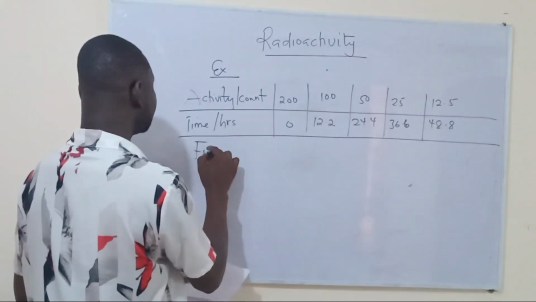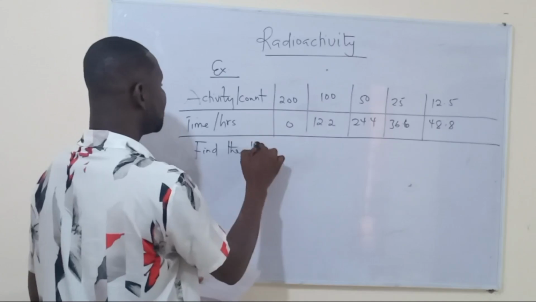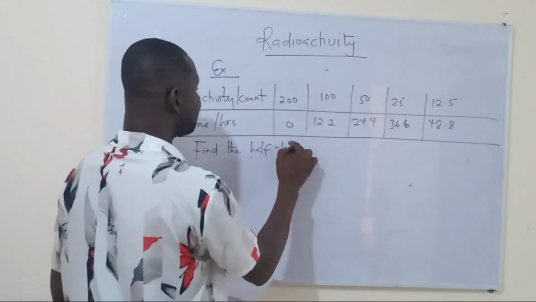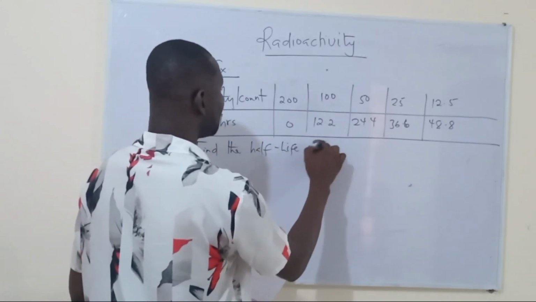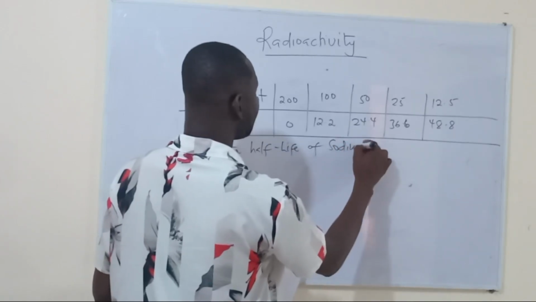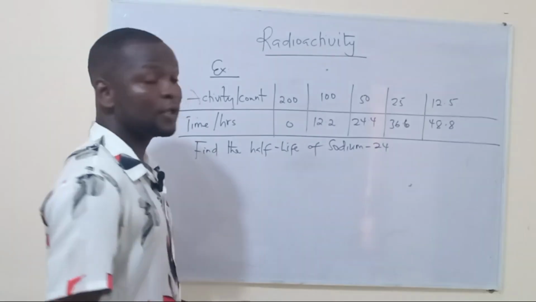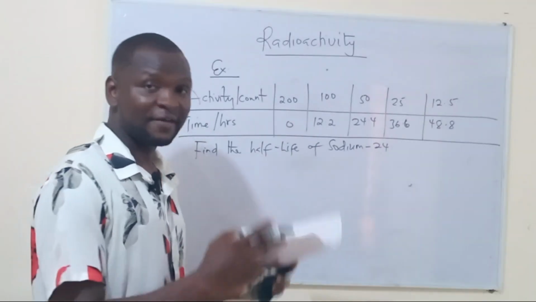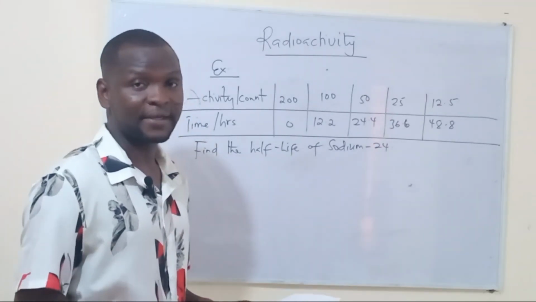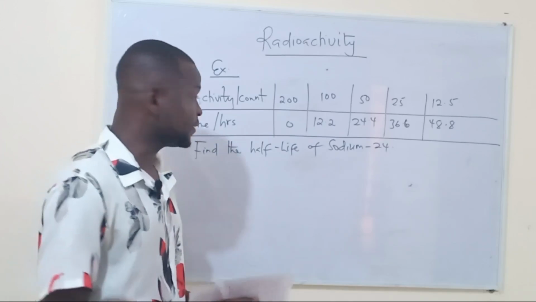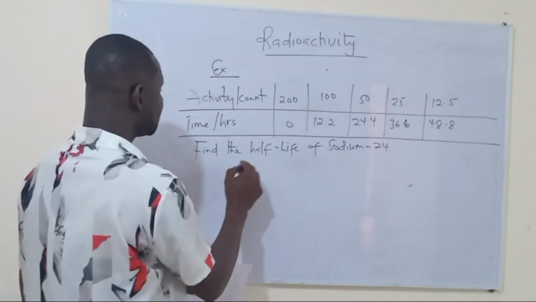Find the half-life of sodium-24. We are going to solve this example using the two methods, graphical method and the mathematical method. Let's start with the mathematical method. So, solution.